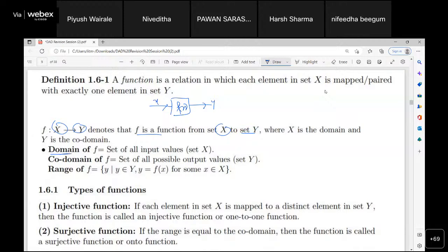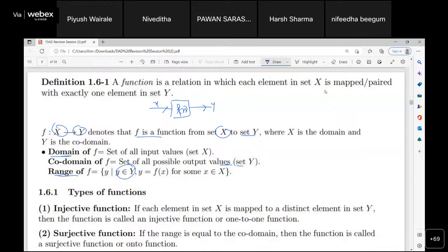So what is the domain here? The set of all the input values that x can take. What is the codomain? The set of all possible output values, that is basically the set y. And what is the range of f? The values y belonging to this set y for y equals f of x.